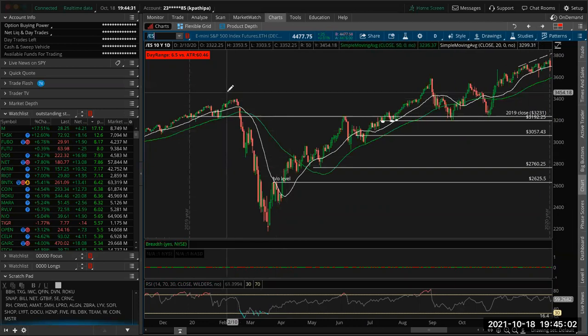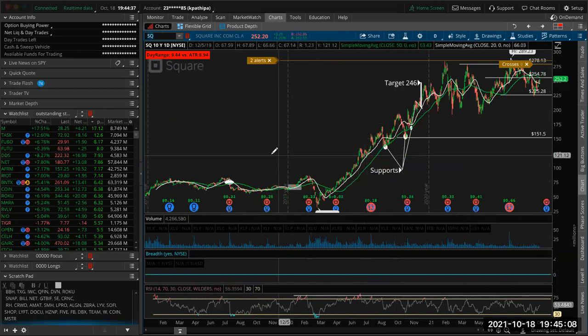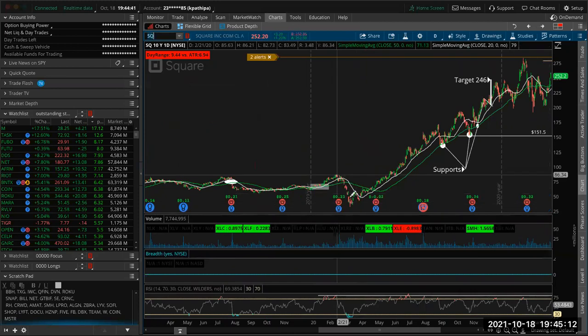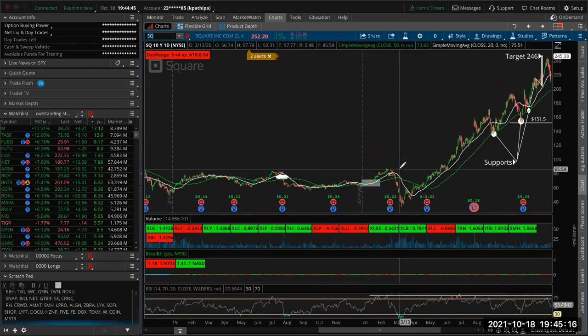It is far away, but Square is, so for any of the leaders, this is what it is. For any of the leaders, they are not going to fall a lot, and they're going to recover fast. You want momentum in your favor, you find the ones that have a lot of buying pressure. So stocks that have a lot of buying pressure, they don't go down a lot.